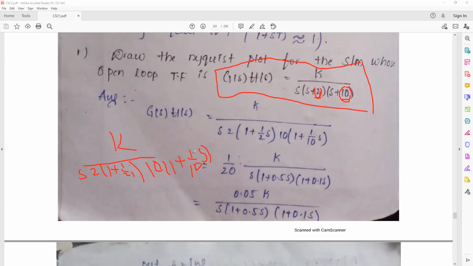Okay, so K by 10 into 2, 20. 2 into 10, 20. So 1 by 20 is 0.05. K by S into (1 plus 0.5 S) into (1 plus 0.1 S).